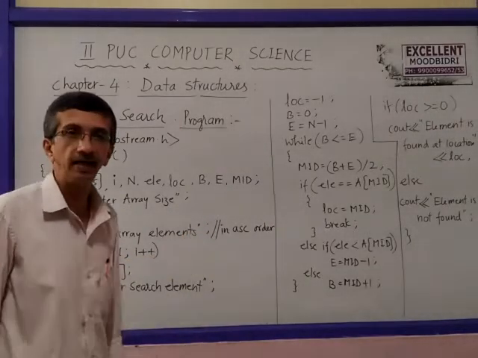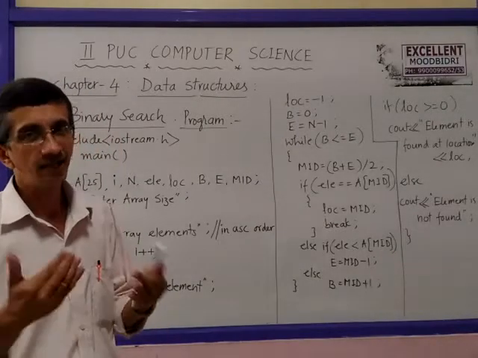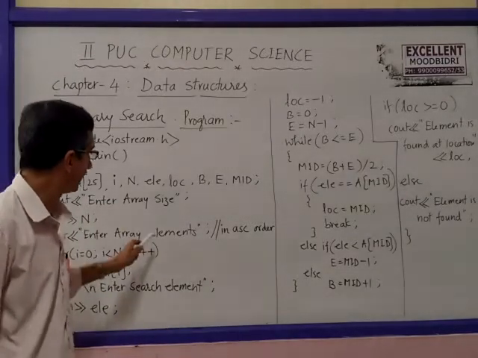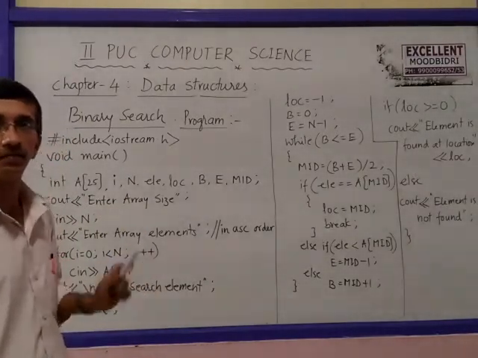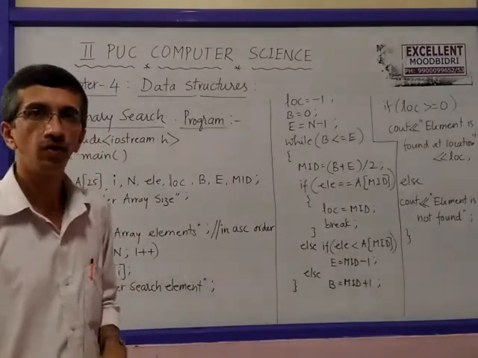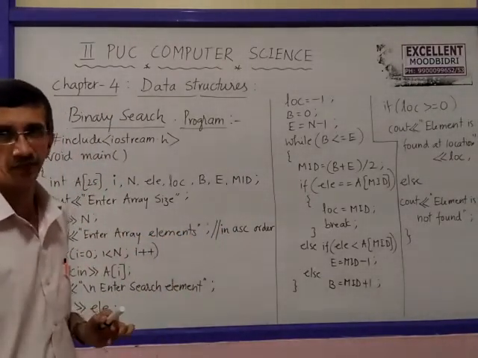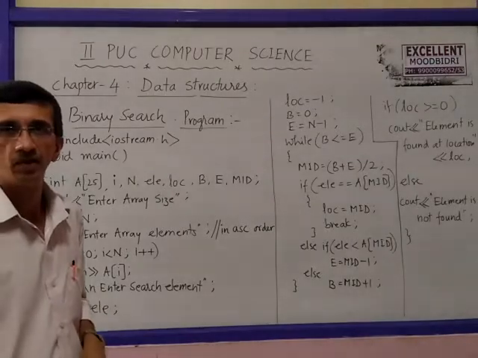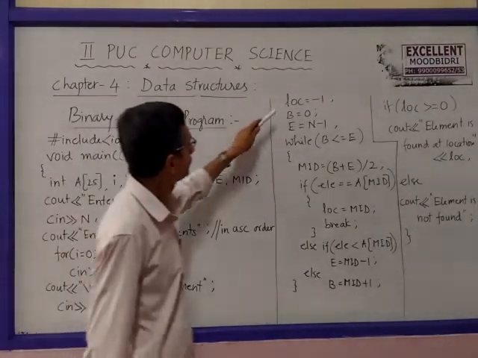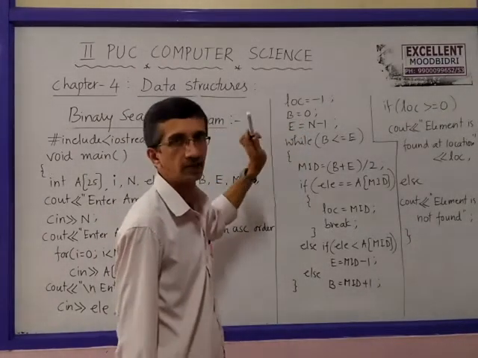Now look at this. While entering the array elements, you should be very careful because you must input in ascending order, preferably for this one, or in descending order. If you randomly enter the array, before you can apply the binary search algorithm, you must sort the array. You must sort it. Understood? That is why I have already given here: in ascending order only, you input the array items. Otherwise, the binary search will not happen at all. Enter the search element. Next, initialize location to -1, B to 0, E to n-1.